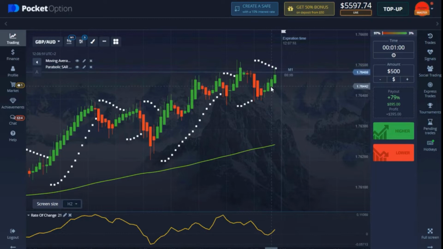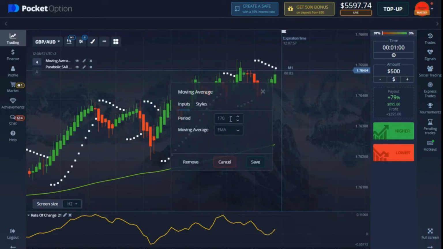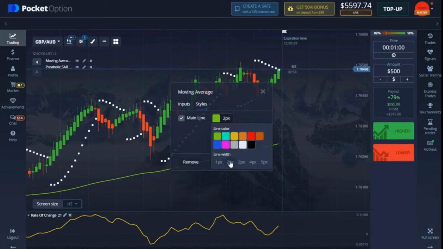Over here we have a couple of indicators. The first indicator we're using is called moving average, with a period of 170. The moving average here is EMA. For the style, I use green color, and I set the line to 2 pixels. That's pretty much all I do. When you're done, you hit save.